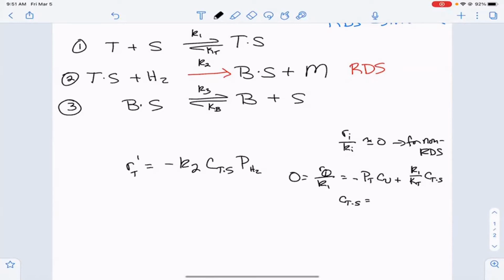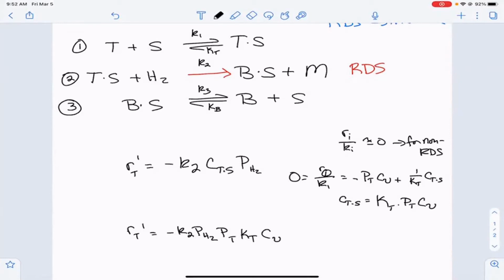C_T·S is just equal to, and sorry about this, that K1 shouldn't be there. That should just be KT times the pressure of toluene times the number of vacant sites. And so we have r_T prime then just equals minus k2 times the pressure of hydrogen times the pressure of toluene times KT times C_V, right?